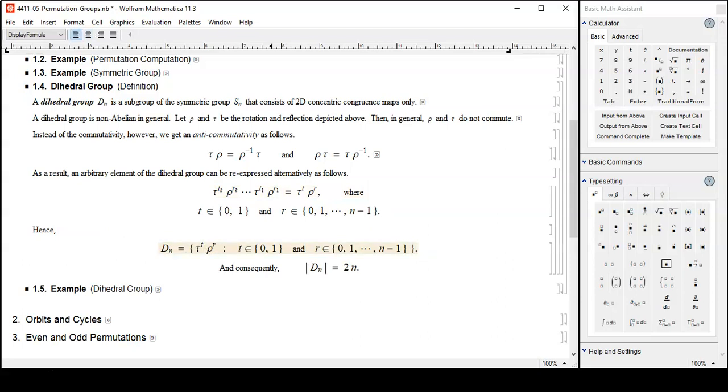And r is going to go from 0 to n minus 1, because if you take n rotations, then you're going to get back to the original. And the tau will go only 0 or 1. No flipping or just one flipping. 2 flippings, then you're going to come back to the original. As a consequence, the order of the dihedral group is 2n.